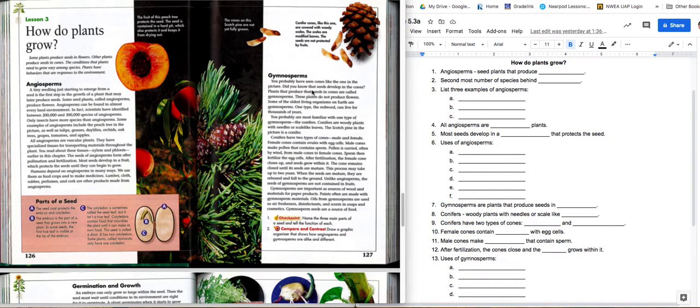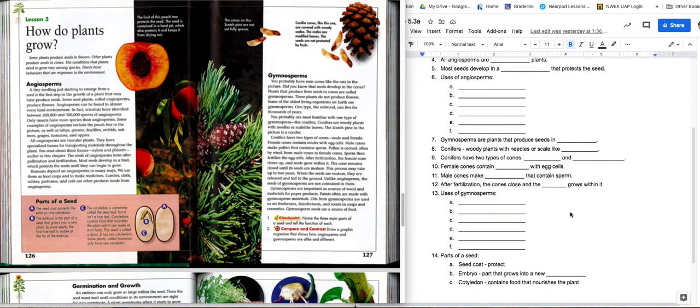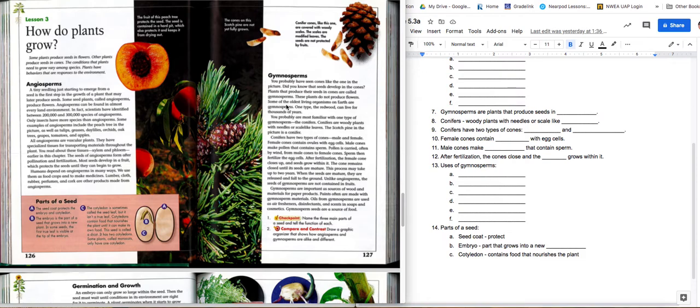Did you know that seeds develop in the cones? Plants that produce their seeds in cones are called gymnosperms. Number 7, plants that produce seeds in cones. These plants do not produce flowers. That's how they're different. Some of the oldest living organisms on Earth are gymnosperms.